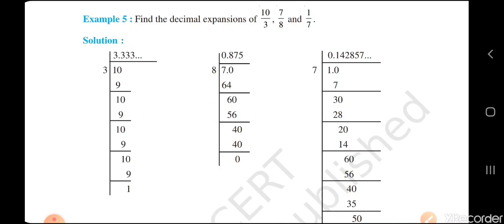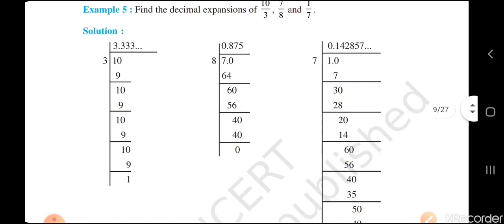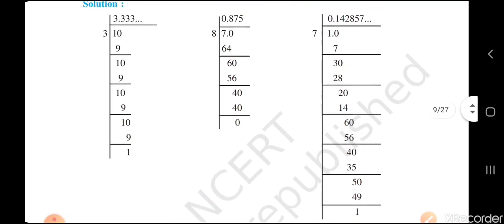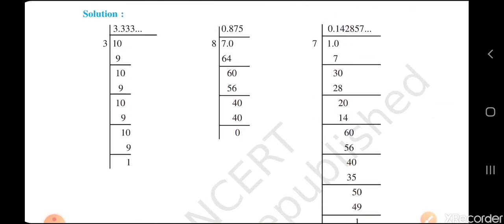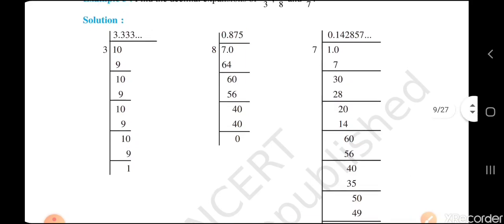Similarly, if we divide 7 by 8, we get the remainders 6, 4, 0, and the quotient is 0.875. If we divide 1 by 7, we get the remainders 3, 2, 6, 4, 5, 1, again 3, 2, 6, 4, 5, 1, and the quotient is 0.142857. We know how to divide the numbers.